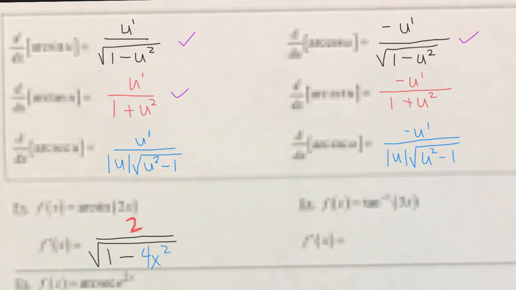Now, if they wanted you to evaluate it at pi over 3, then you would replace x with pi over 3. Okay? Okay, the next one, arc tan of 3x. So we have the derivative of 3x in your numerator, which is 3. And we have 1 plus 3x quantity squared in the denominator, which we simplify. And that's going to be your final answer. And then they tell you a point, you plug the point in for x.